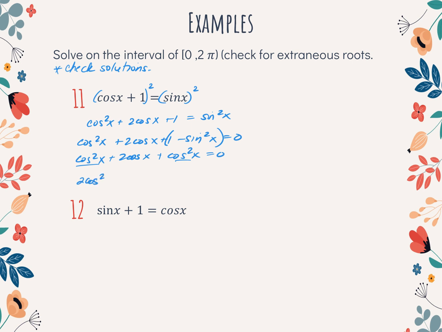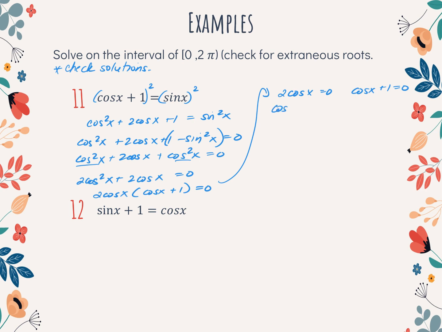So cosine squared x plus 2 cosine of x equals 0. I'm going to factor out my GCF, which would be 2 cosine of x, and that's going to leave me with cosine of x plus 1 equals 0. And so now I'm going to do each one. So 2 cosine x equals 0, and the other factor is cosine x plus 1 equals 0.